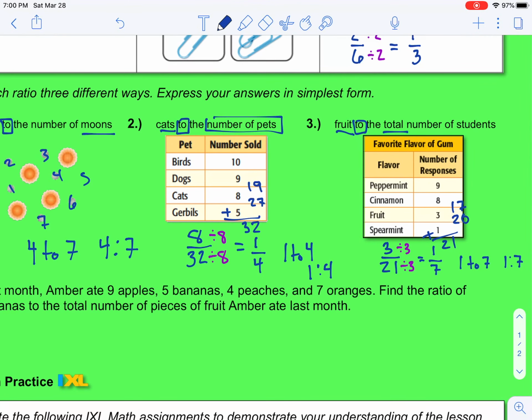Now notice on 2 and 3, my first number is 1. On number 1, that's not my first number. My first number is 4. So it's not always going to be 1. I just want to point that out.